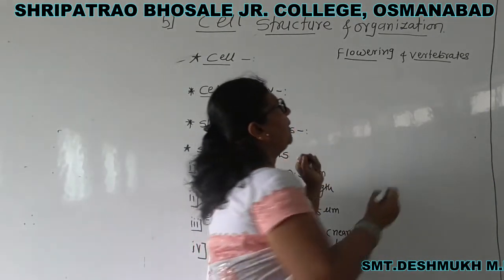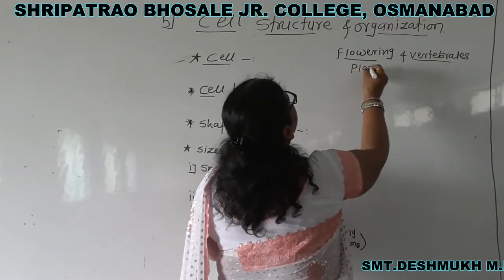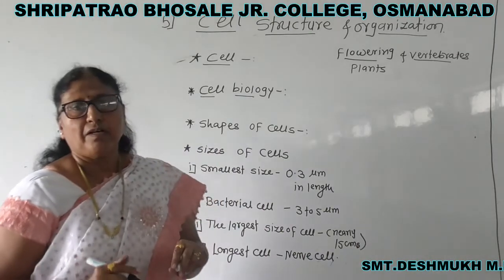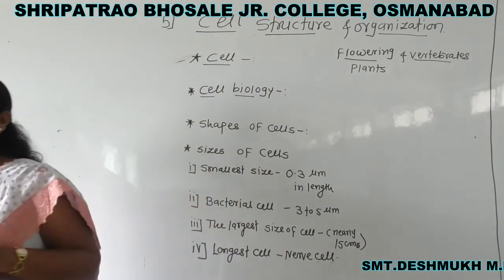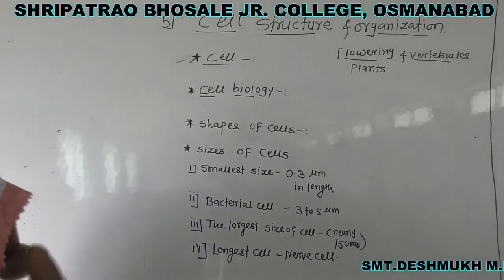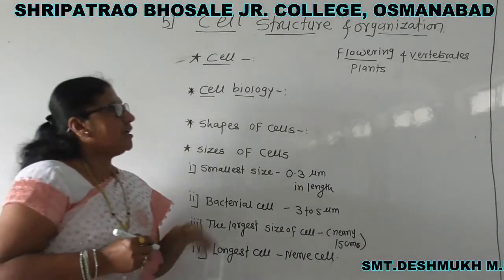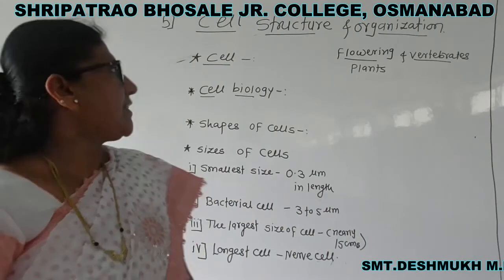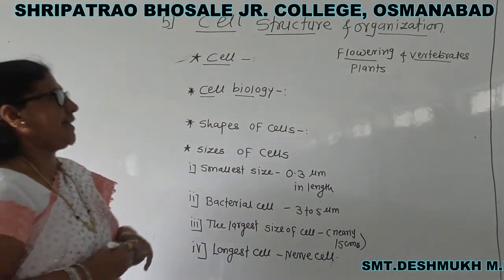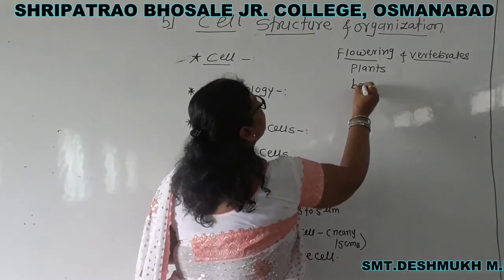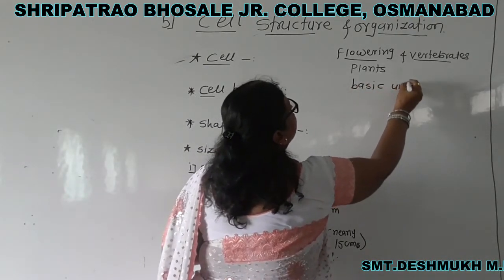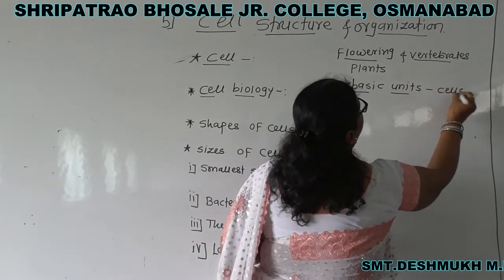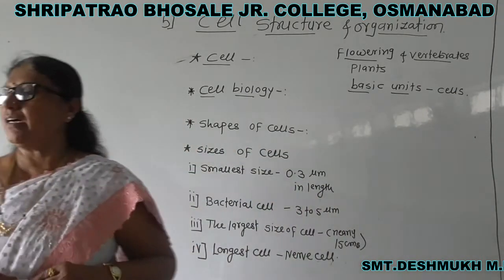The flowering plants and vertebrates are made up of a basic unit called the cell.